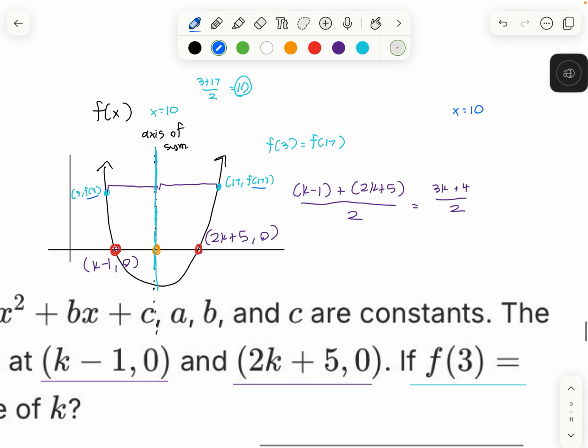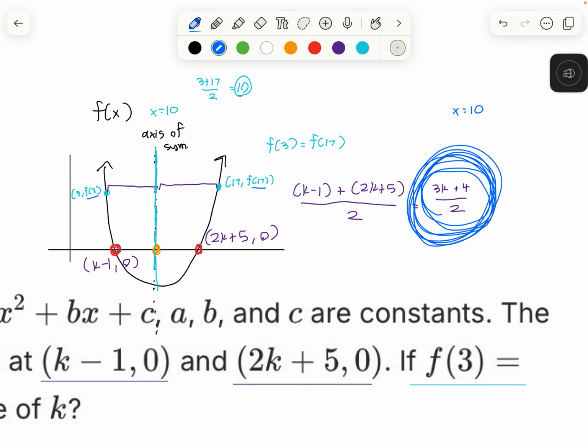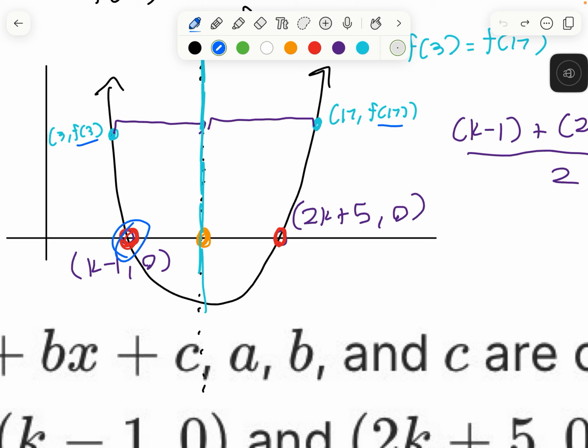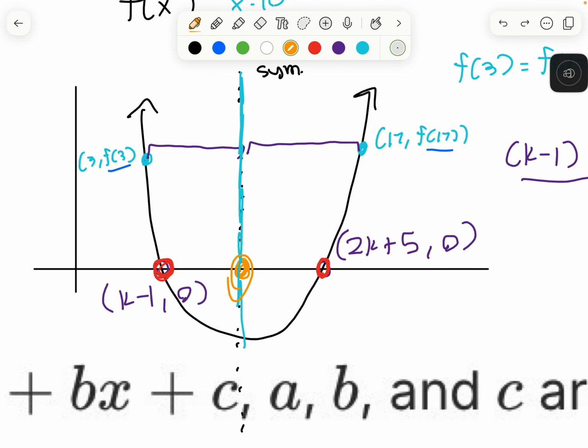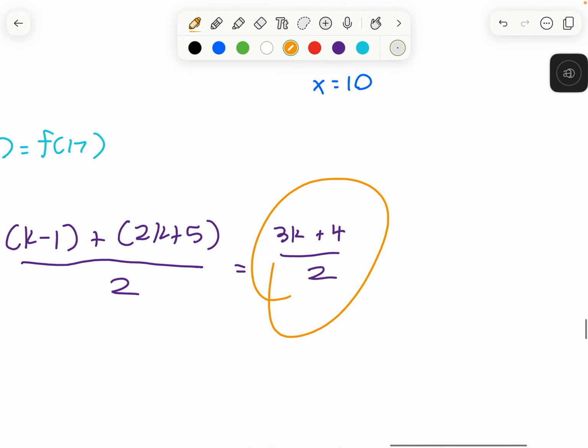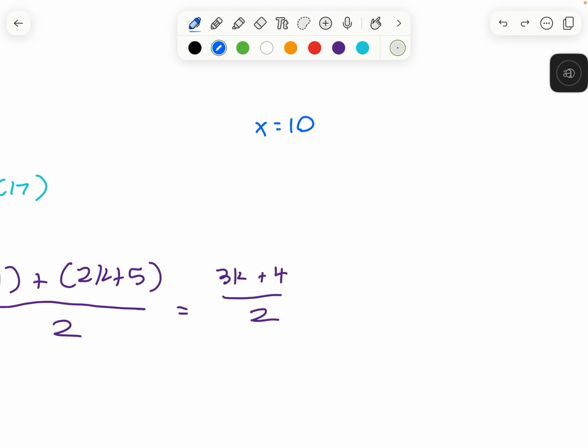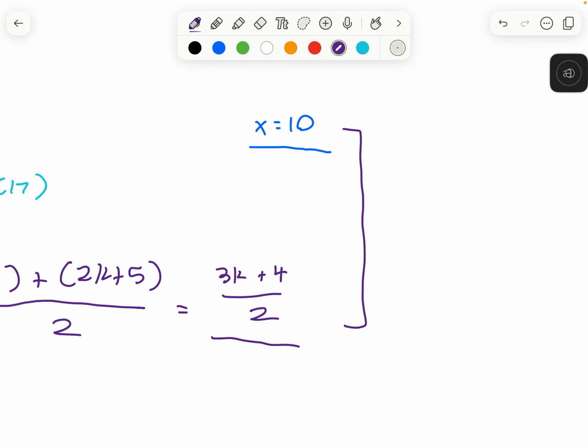But remember, we figured out earlier that 3k plus 4 over 2, the midpoint that we found earlier between these two x-intercepts, also is the axis of symmetry. Because we're essentially finding the middle x between x equals k minus 1 and x equals 2k plus 5, and then we got this as our x1. So now we have an axis of symmetry of x equals 10, and we have another representation of that as this. So you can set those equal to each other.